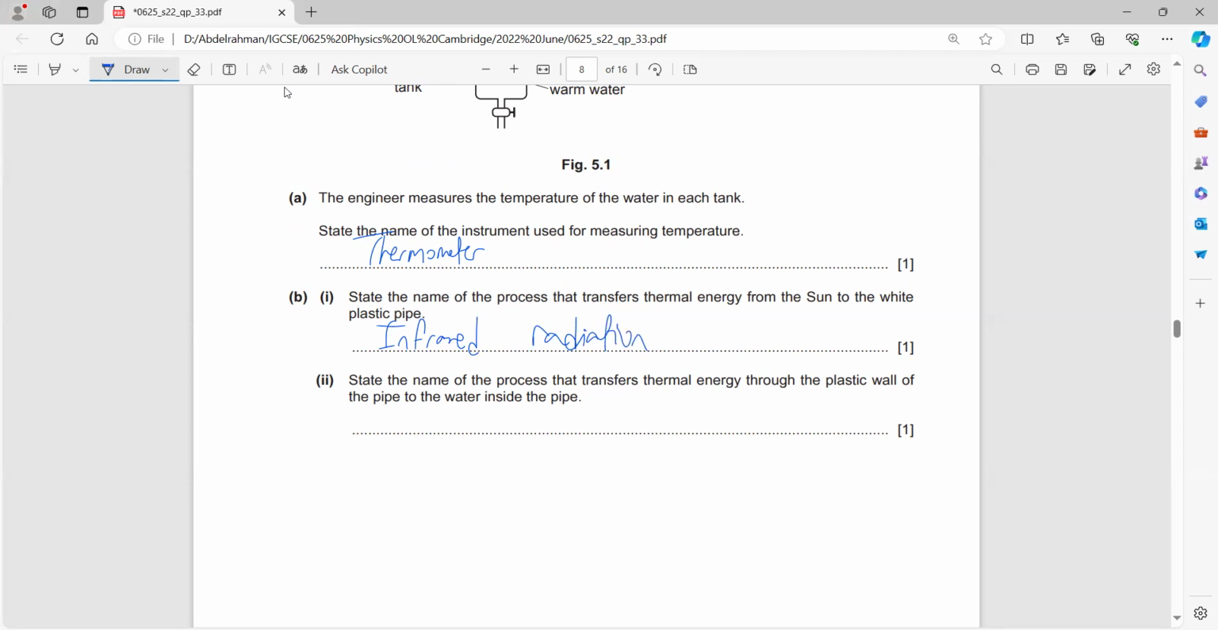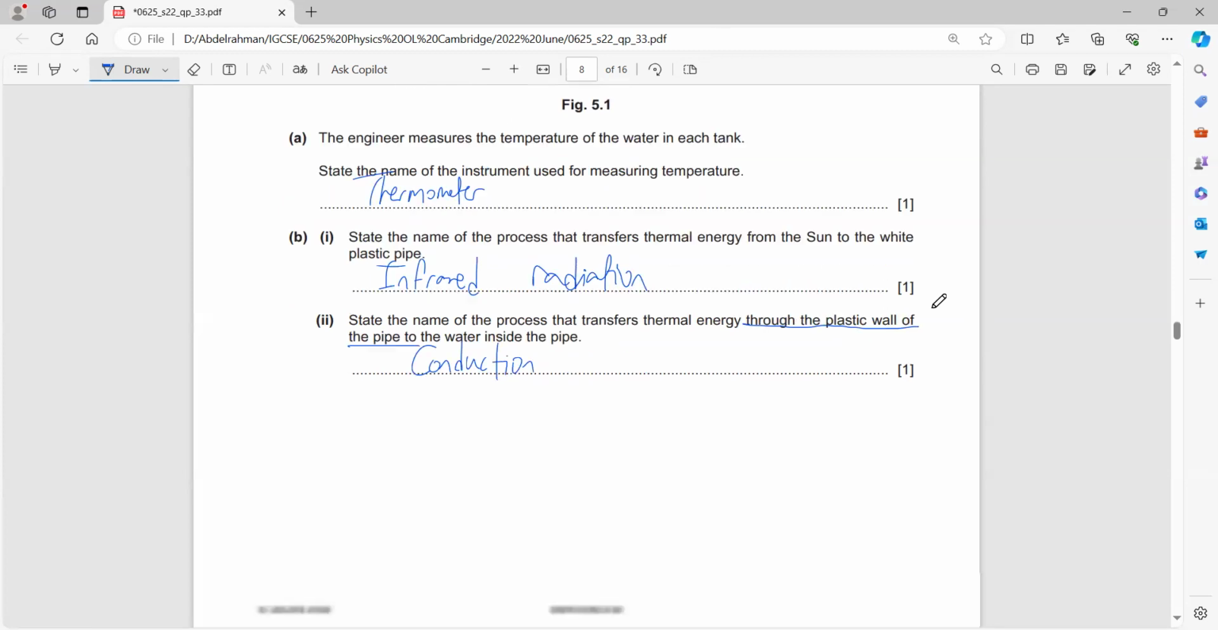State the name of the process that transfers thermal energy through the plastic wall of the pipe. Conduction. Yes, bravo. Okay, it's quite easy. Watch out: when I say through the plastic wall, through the solid, whenever I'm talking about a solid, it has to be conduction.